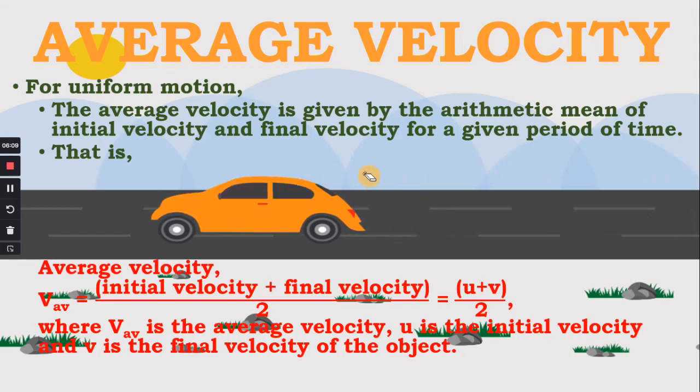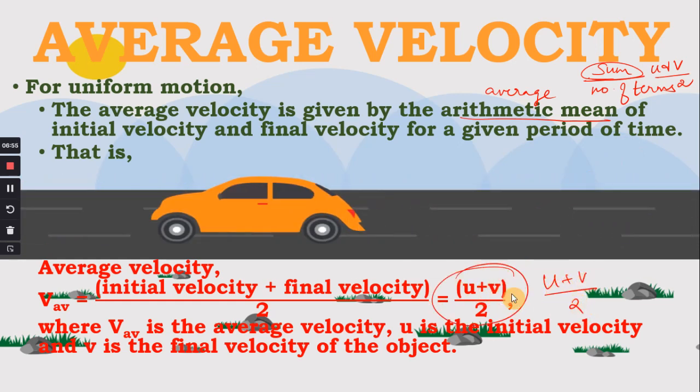Now we will learn about average velocity. Why did I teach about uniform and non-uniform motion before getting into this? Because average velocity changes for uniform and non-uniform motion. For uniform motion, the average velocity is given by the arithmetic mean of the initial and final velocity. Arithmetic mean is nothing but the average. Average means you write the sum of the values divided by the number of terms. Sum of what? Sum of u and v. How many terms are there? 2. So it is going to be (u + v) / 2. That is what we have here.